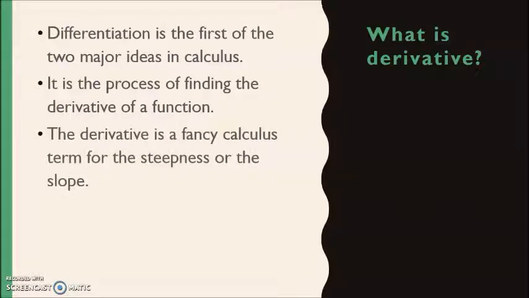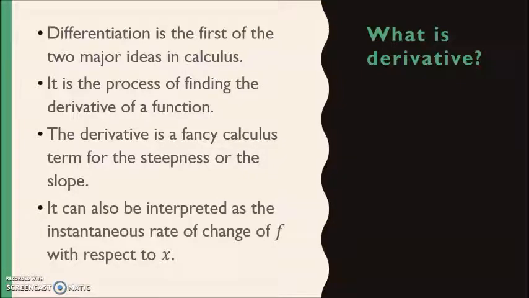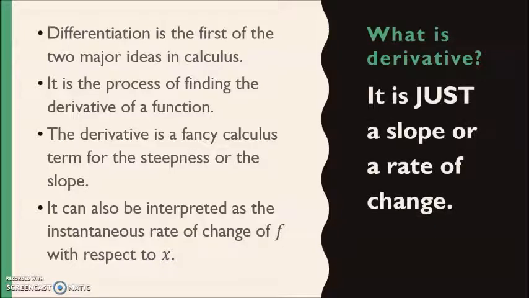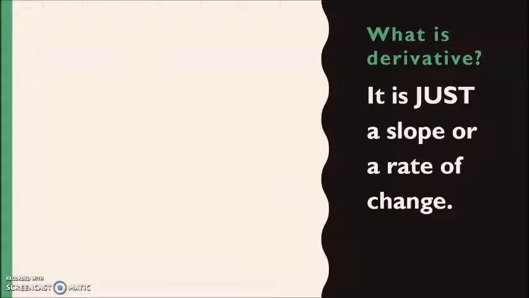The derivative is a fancy calculus term for the steepness or the slope. It can also be interpreted as the instantaneous rate of change of f with respect to x. So although derivative sounds like a complicated process, like a complex idea, it is just simply a slope or a rate of change. But if we say it's a slope, of what exactly?